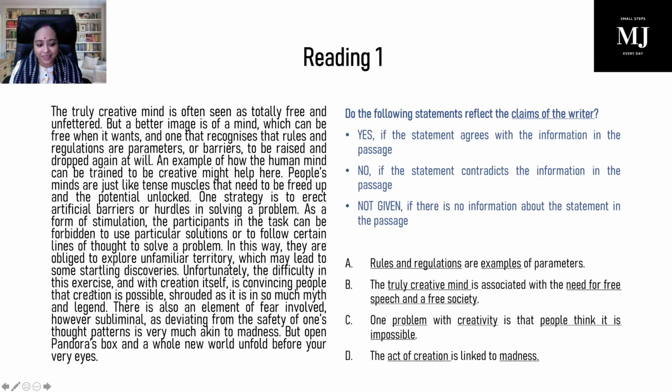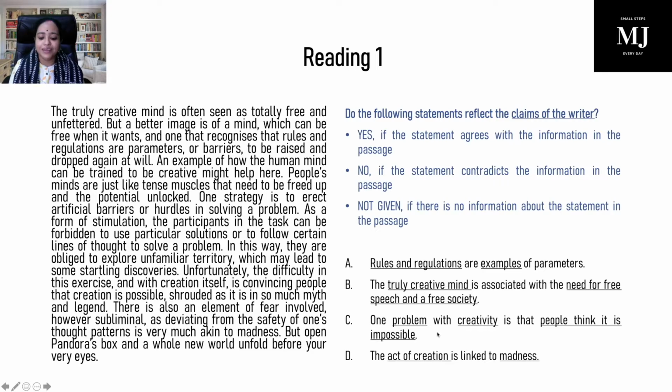Unfortunately, the difficulty in this exercise and with creation itself, that means difficulty with creativity, is convincing people that creation is possible. Oh, yes. C1, it is paraphrased. One difficulty with creativity is that people think it is impossible. That means convincing people that creation is possible. It is difficult to convince people that creation is possible. That means it's a problem with creativity. People think it is impossible, and that is the reason you are convincing them. Getting my point? So yes, this is true because it is written in some other way, a paraphrased version, but the same information is present, guys.